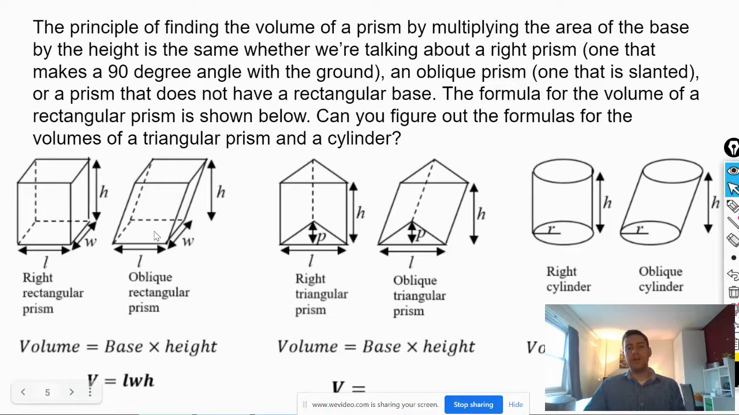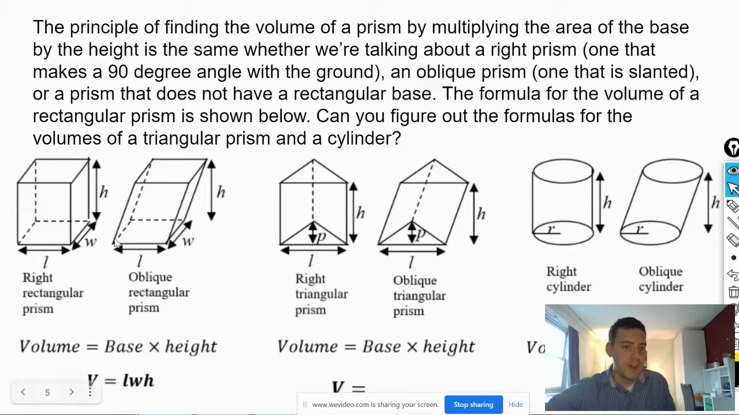So you don't have to worry, when you see a prism and you're trying to calculate its volume, about whether that prism is a right prism, meaning it's standing straight up, so the side forms a 90-degree angle with the base, or an oblique prism, meaning it's slanted like this, so that this is not a right angle over here. That doesn't matter because the volume formula would still be the same. It would still just be the base times the height. What you do have to be careful of is that the height is always perpendicular to the base.